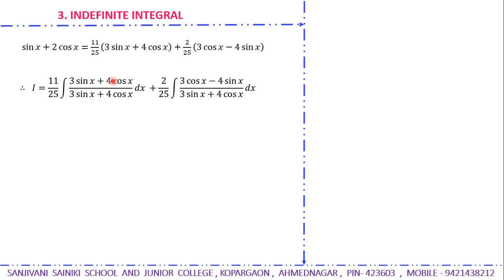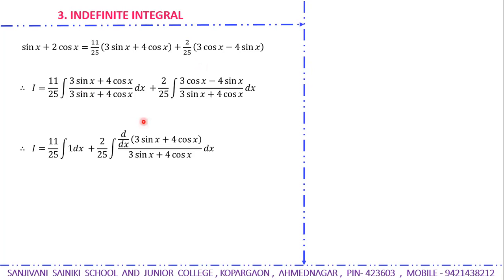Now here this will cancel and here you will get only 1 dx. And here the term is in the form of d by dx of (3 sin x plus 4 cos x) upon (3 sin x plus 4 cos x). So here I can use the formula f dash of x upon f of x. The integral of f dash of x upon f of x is log of f of x. So this is the integral of the given function.